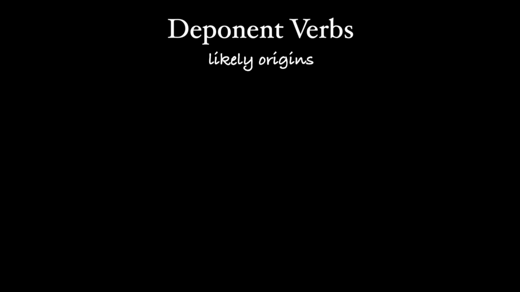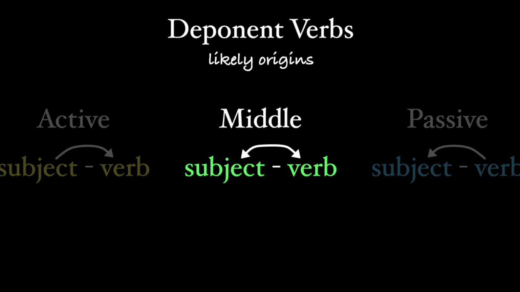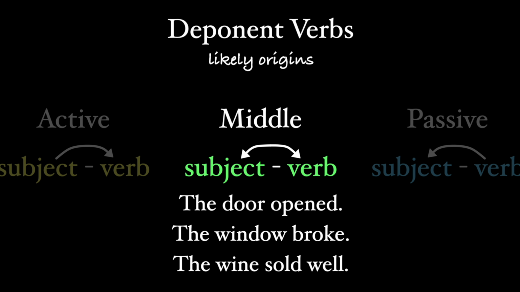Okay, let's go back to voice for the explanation. There's the active voice, where the subject does the action, and the passive voice, where the subject receives the action. But some languages, and ancient Greek is one example, have a third voice, something in the middle between active and passive called, well, the middle voice. That's a great name, right? Where the subject kind of does and receives the action at the same time, or is reflexive in nature. Think of a phrase like, the door opened, or the window broke, or the wine sold well. In all of these, the subject is kind of doing the action and receiving it at the same time.